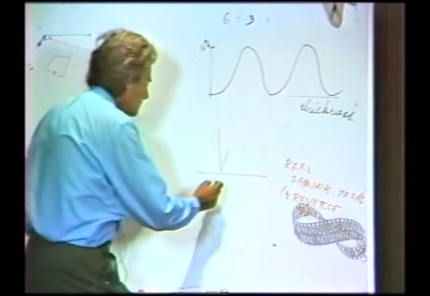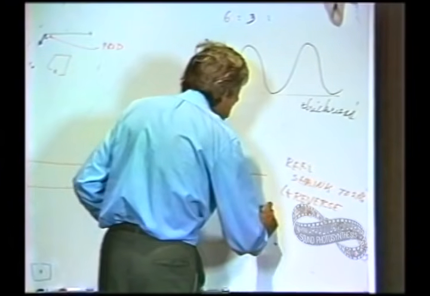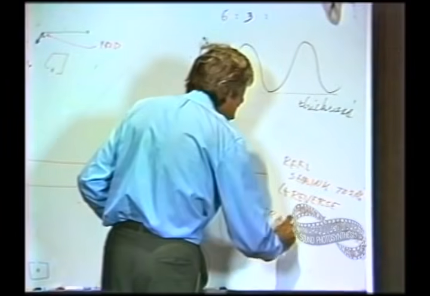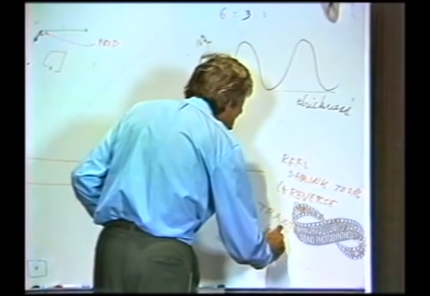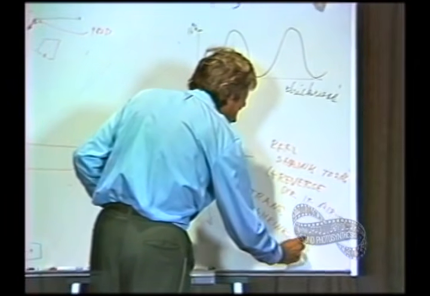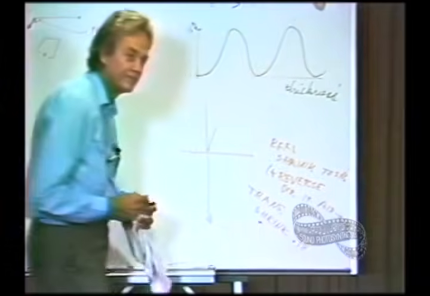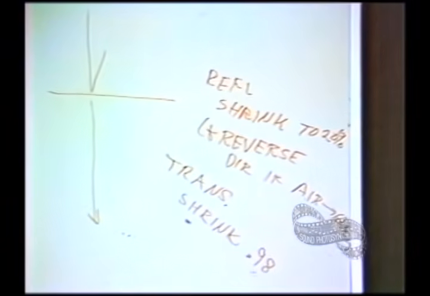What about transmission? What do I do for the amplitude to come through? So I call that transmission. I say the answer to that one, I'll tell you, is shrink to 98%. All right? So well, there's a new rule. I'll tell you how you can remember that 98 if you know the other one.